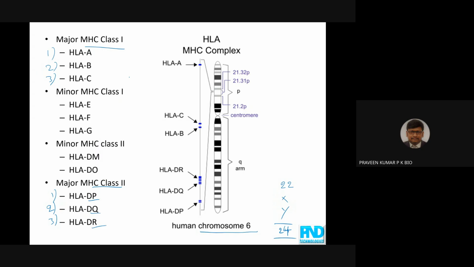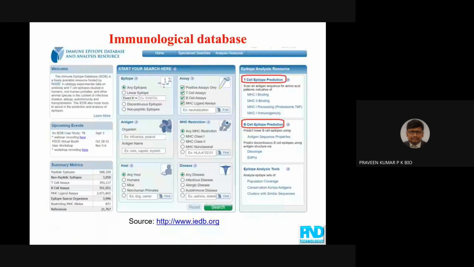You can also see the locus regions of these genes, HLA-A, B, C and HLA-DP, DQ, DR, because I'll be showing you all this directly on the website tomorrow. Now let me explain the database I'm going to demonstrate tomorrow. If you want to practice T cell epitope prediction and B cell epitope prediction, we can try the IEDB website. IEDB stands for Immune Epitope Database.